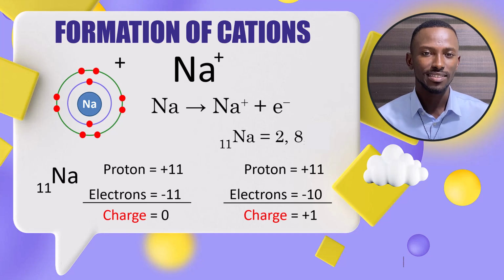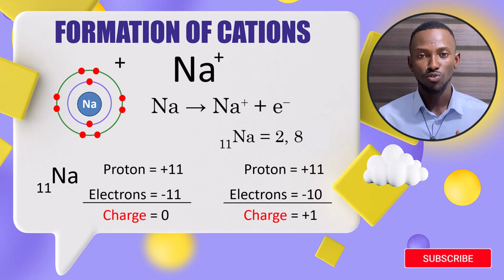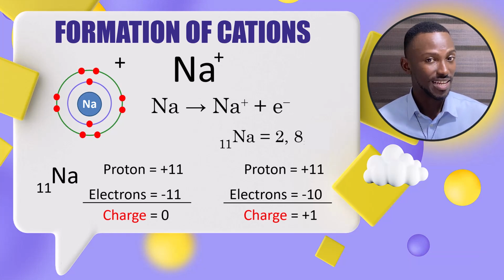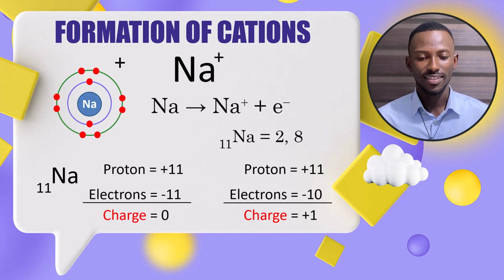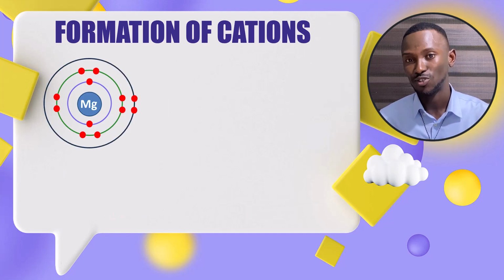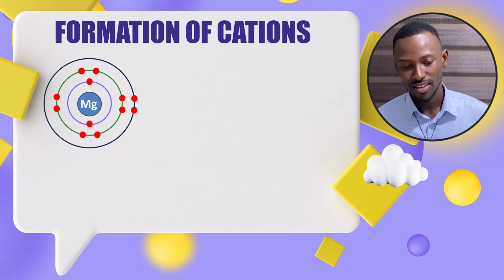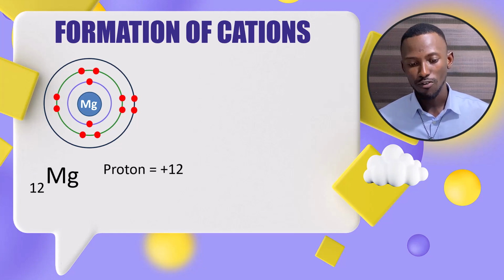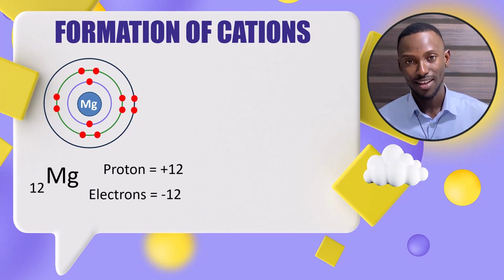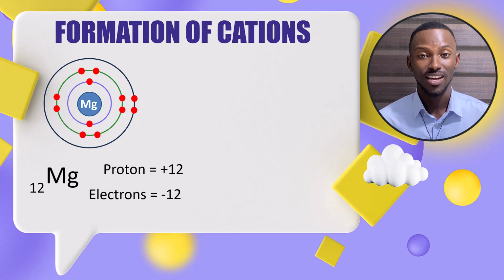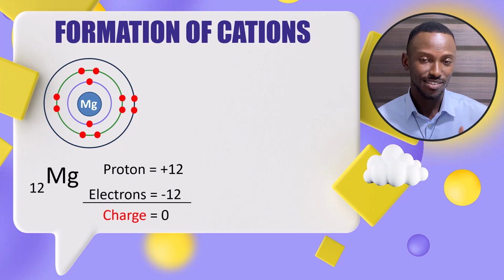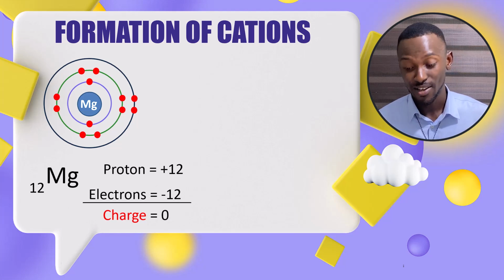And if we want to write it in the form of an equation, it becomes sodium, the neutral sodium, going into sodium ion plus the lost electron. For our next example, we'll be considering magnesium, the next in line after sodium. Magnesium has an atomic number of 12, meaning it has 12 protons. And since this magnesium atom is neutral, the number of electrons is also 12. So plus 12 minus 12 gives us a net charge of 0. So the neutral magnesium atom is 0 in terms of charge.